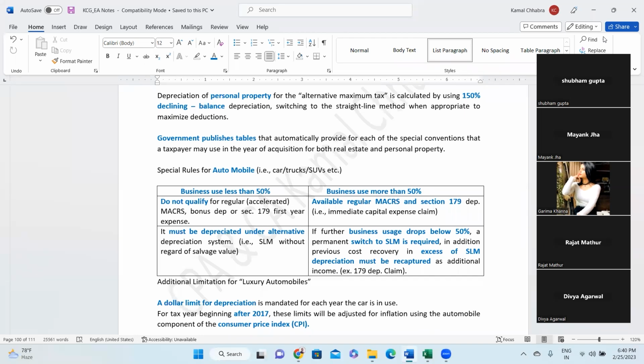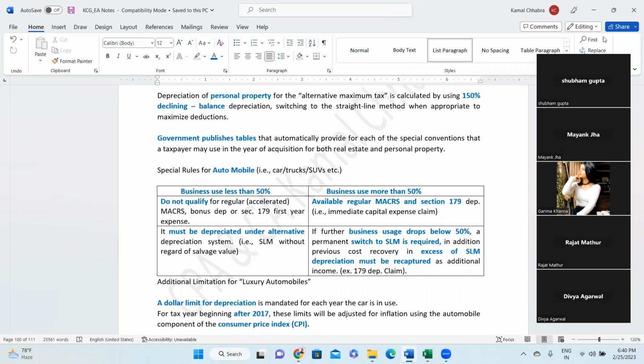Have you studied this in your school or college? Declining balance depreciation method. Mayank, Shubham. Diminishing and straight line method. Yeah, WDV.